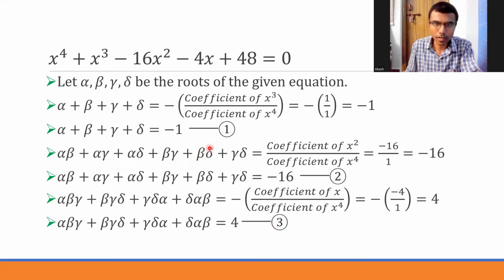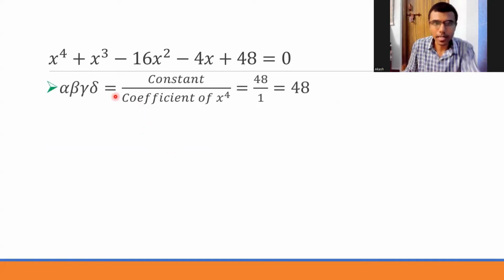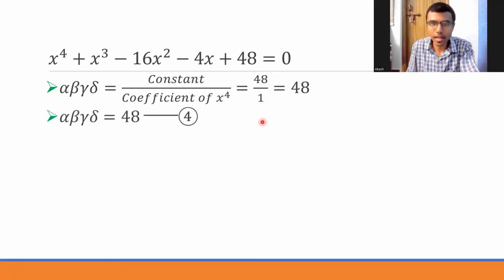Now next I'm going to go for the product of the roots. Alpha beta gamma delta is equal to the constant by the coefficient of x power 4. You can just look at the top, it's there on every slide. What's the constant here? 48. And what's the coefficient of x power 4? It's 1. So 48 divided by 1 is 48. Hence I have this as my equation 4.